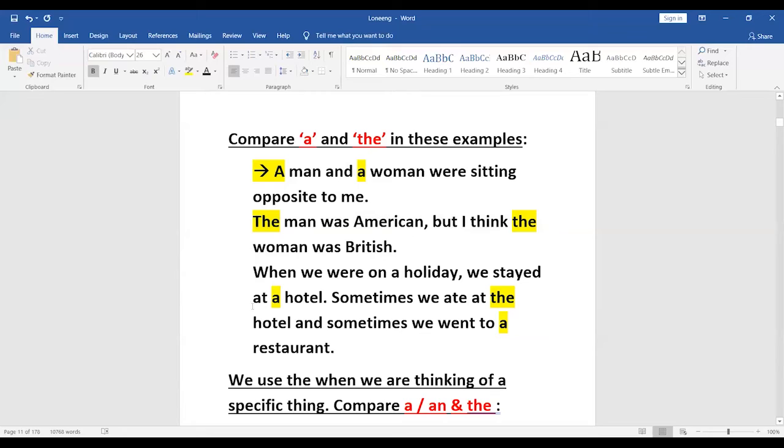Okay, now: when we were on a holiday, we stayed at a hotel, some random hotel, no name. That's why they're saying a hotel. Sometimes we ate at the hotel. Now they're staying at the hotel, and it's become a very specific place. They're not just staying somewhere, they're staying in one specific hotel. And that is why in the first sentence they use a common article, whereas in the second sentence they're being very specific about the hotel. And then we went to a restaurant. Again, restaurant, a common place, so they're using a again. So now you know how they're deciding what importance you give, whether it's a common noun or not. It's totally up to your discretion, and then you could use a, an, or the, one of the articles.